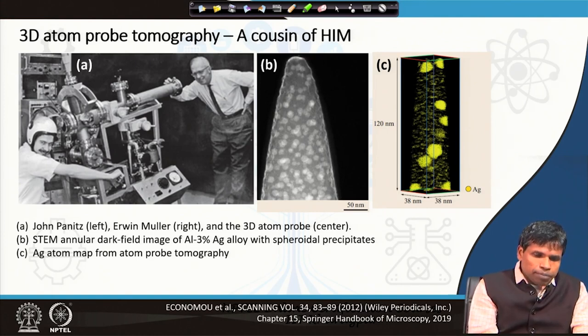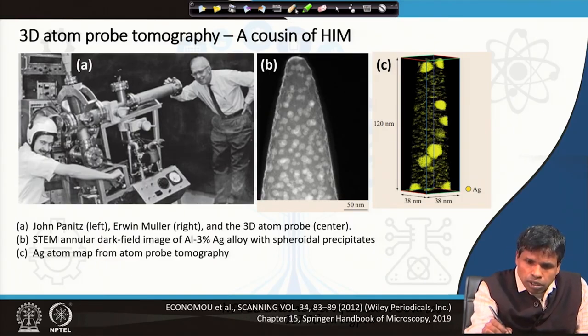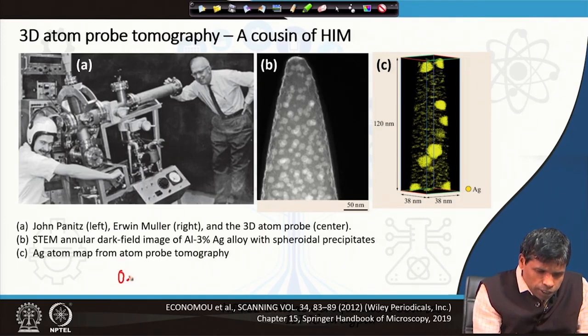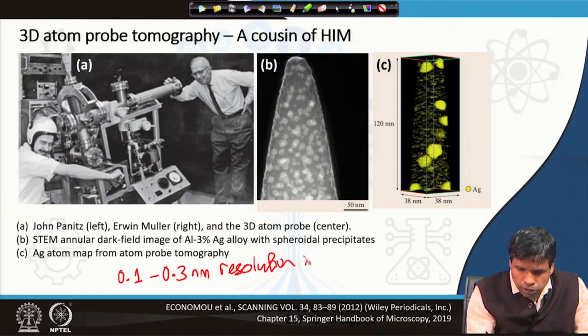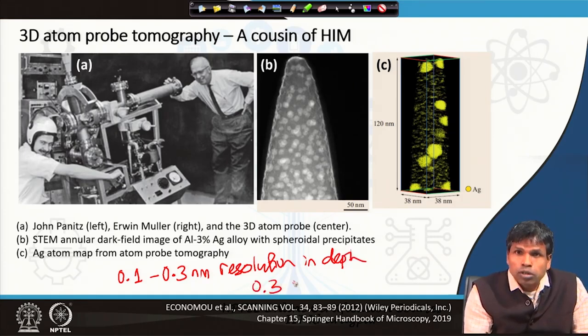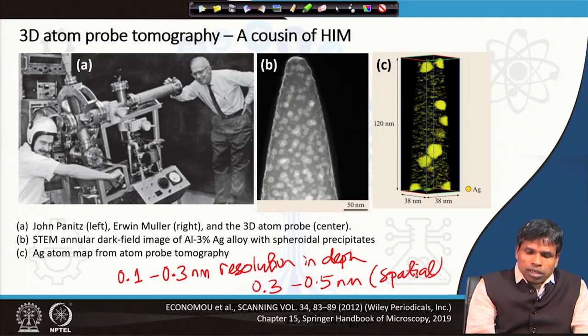Approximately, this gives a three-dimensional resolution of around 0.1 to 0.3 nanometer resolution in depth, and also a spatial resolution of 0.3 to 0.5 nanometer. So this atom probe tomography can provide a resolution as high as 0.1 to 0.3, and similarly a very high spatial resolution of 0.3 to 0.5.